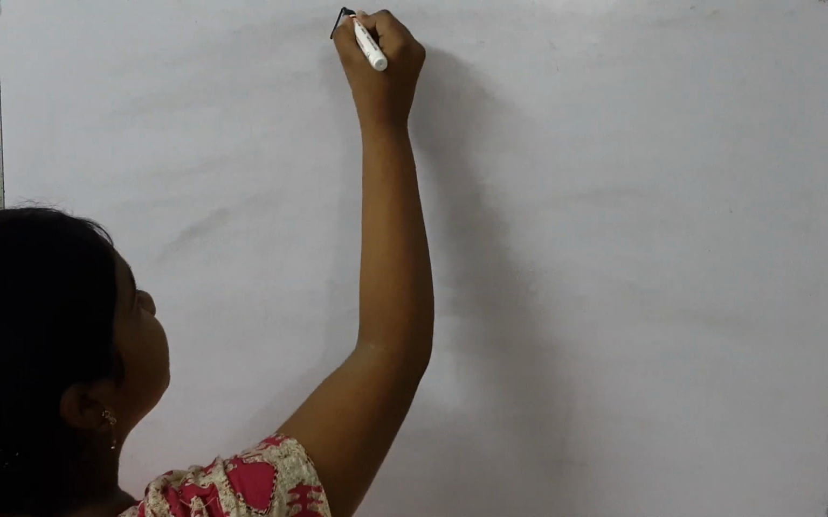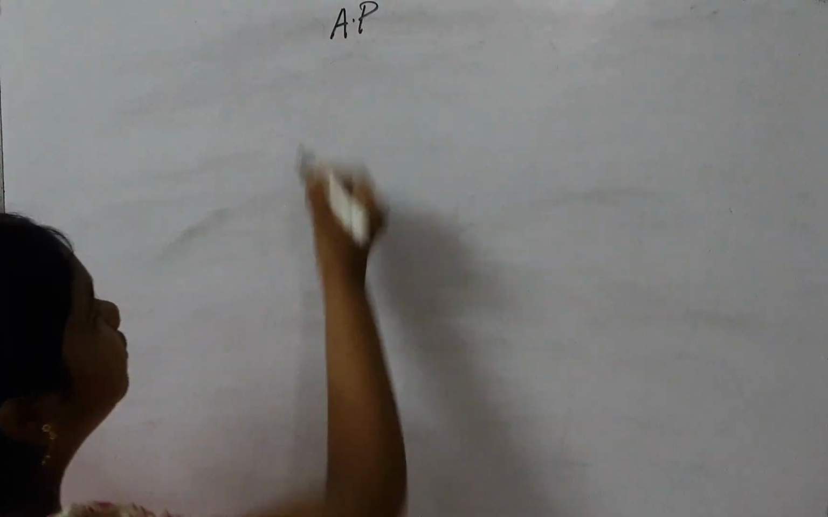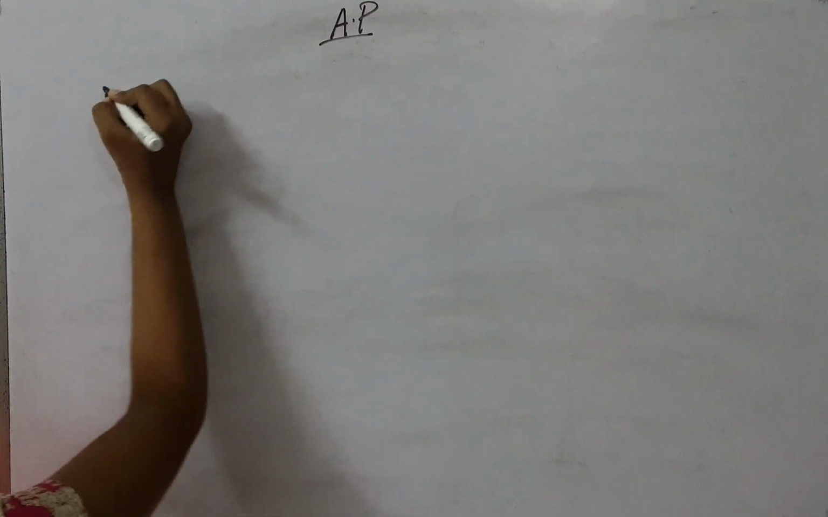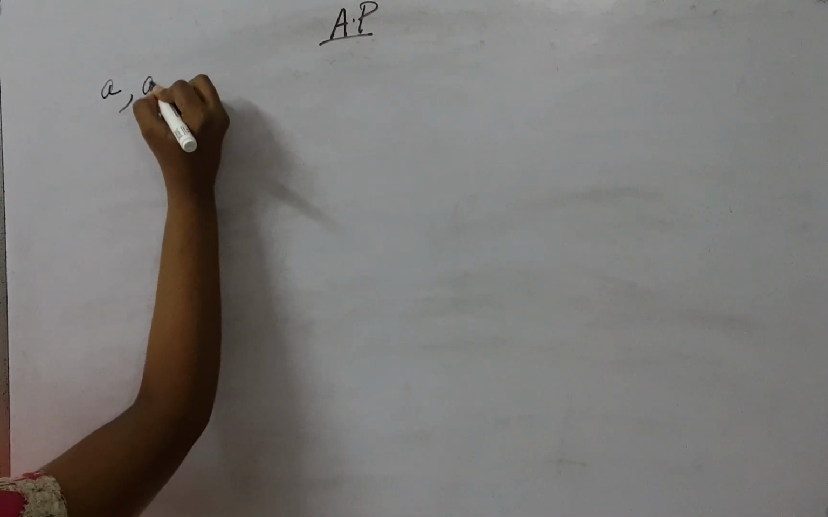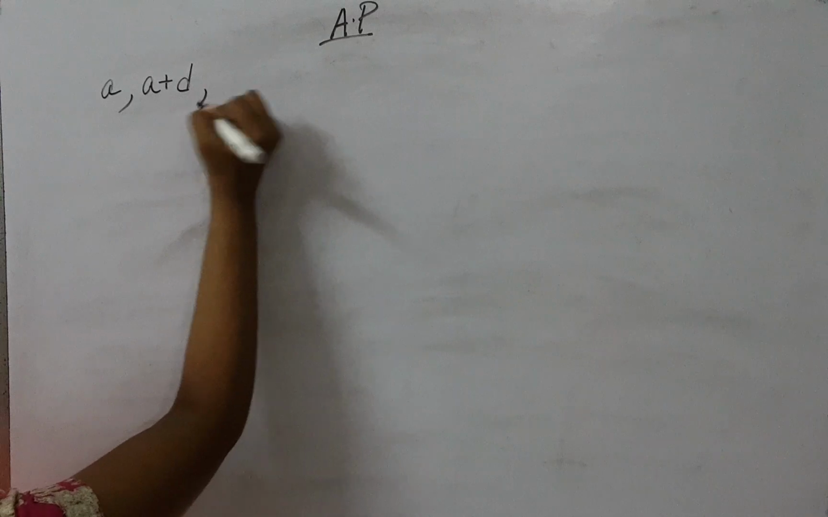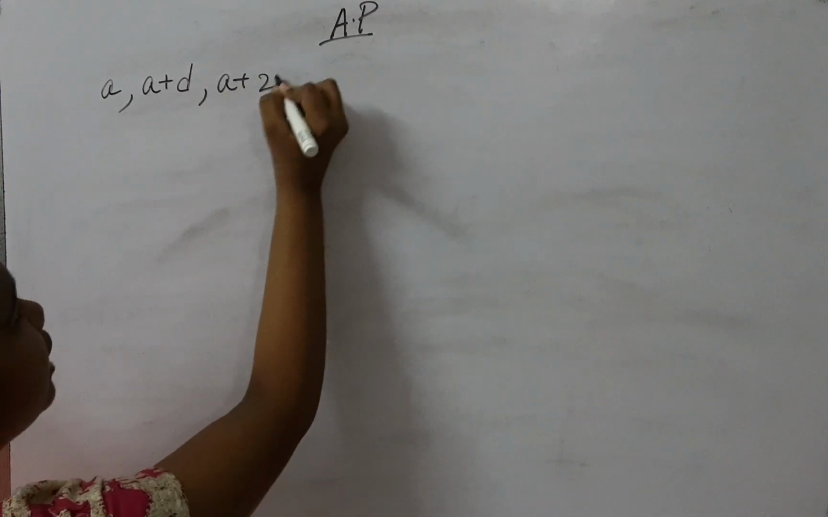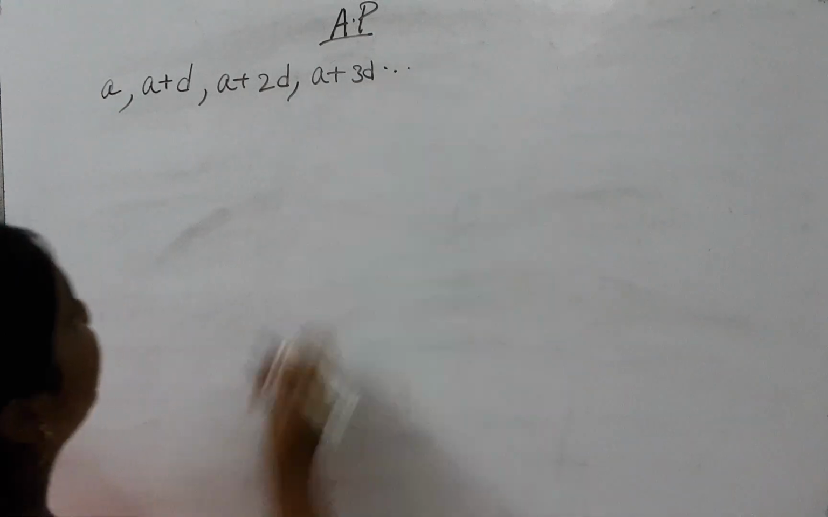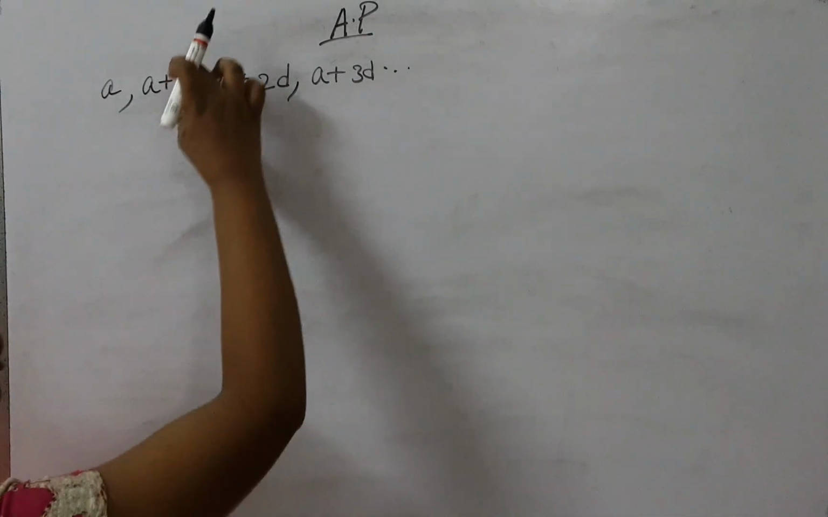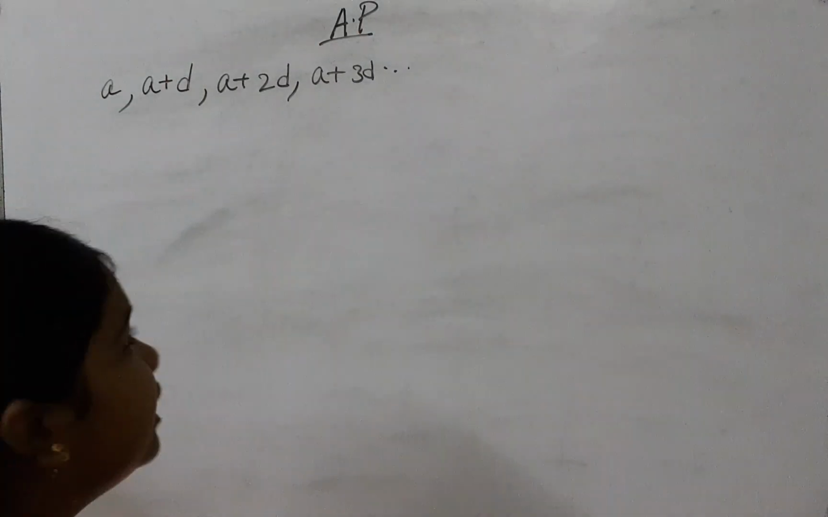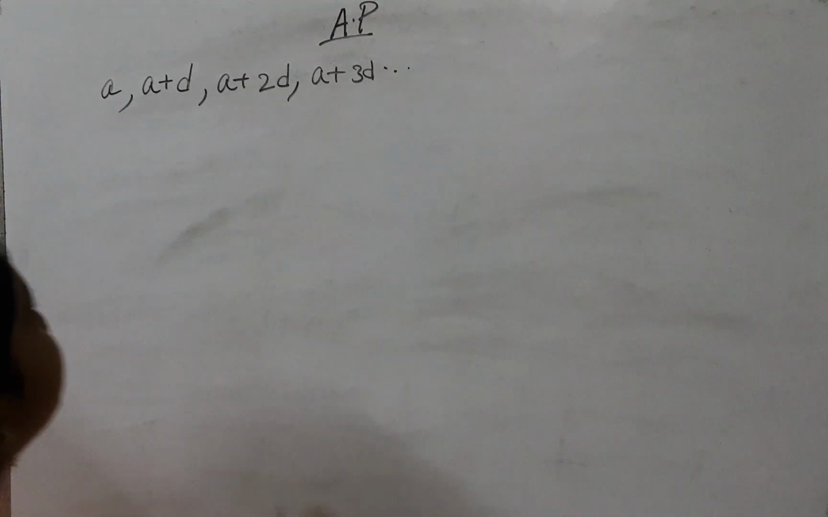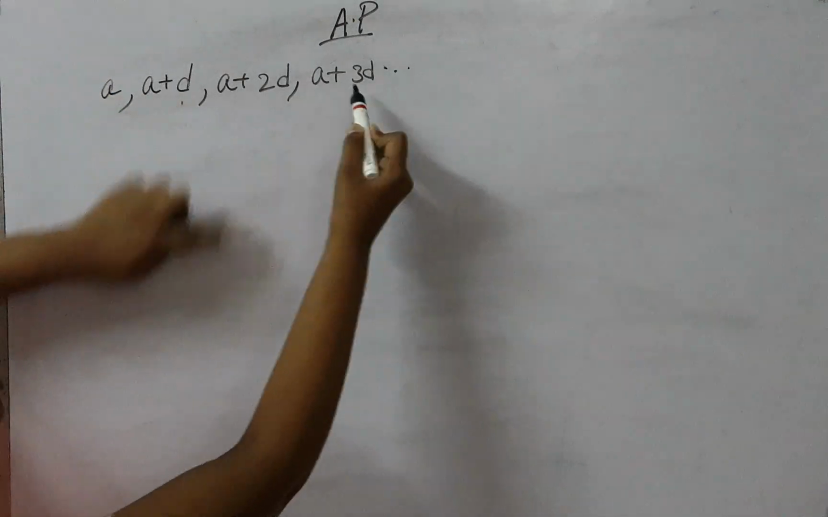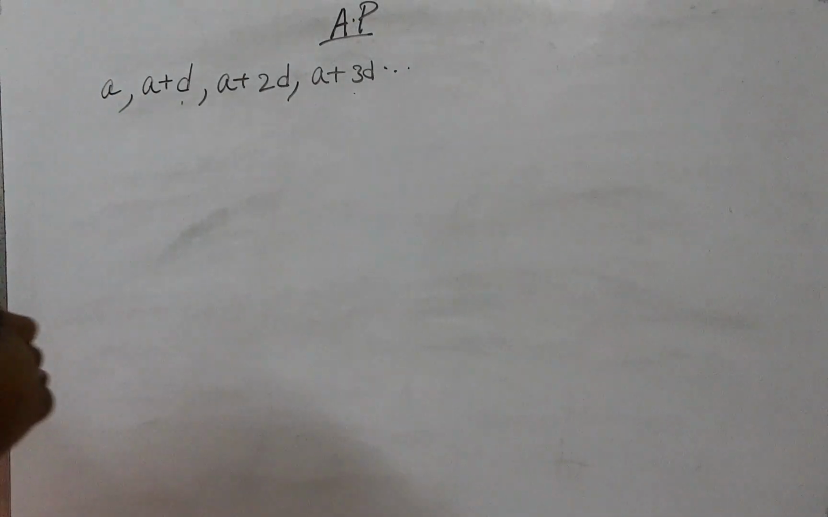AP means arithmetic progression. The general form of AP is a, a plus d, a plus 2d, a plus 3d, and so on. Here d goes on increasing. See, here d is not there: d, 1d, 2d, 3d. So it goes on increasing.